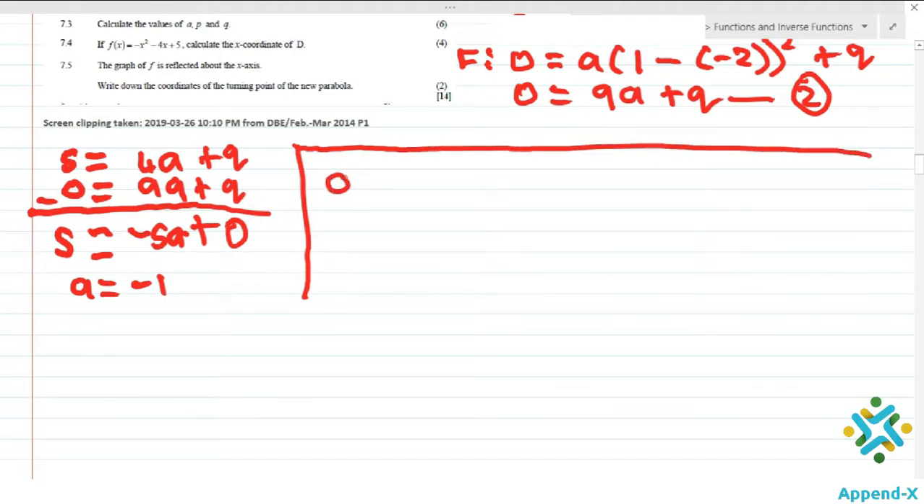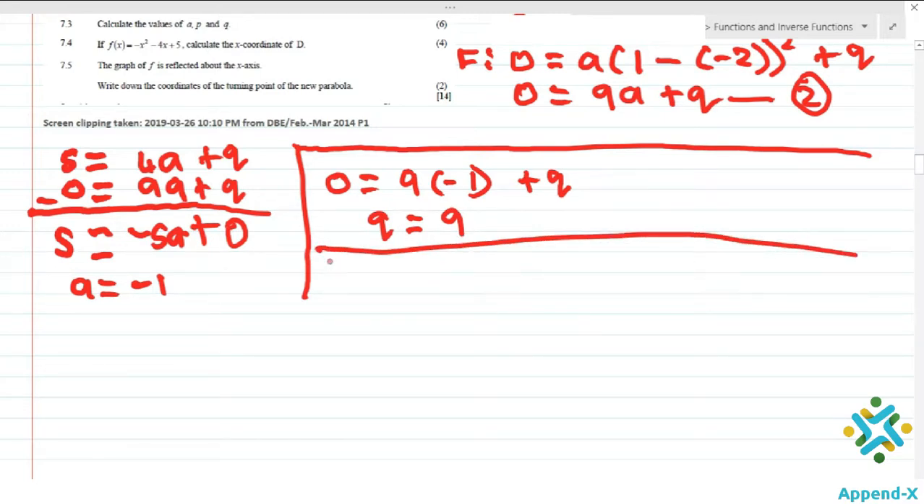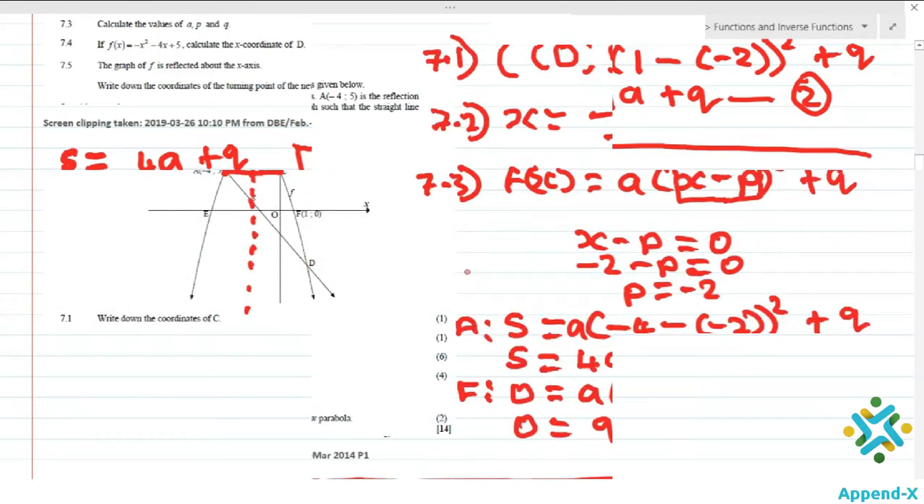Now substituting a into equation 2, 0 is equal to 9 multiplied by -1, which is a, plus q. Now solving for q, we get that q is equal to +9, okay? Now a is equal to -1, p is equal to -2, and q is equal to +9. Okay.